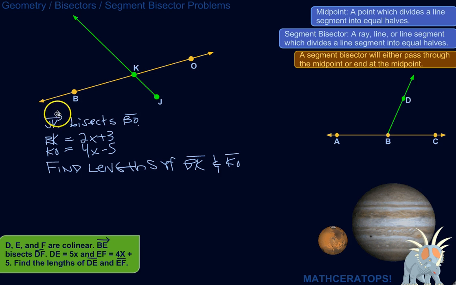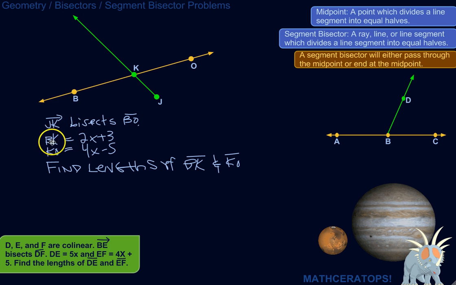The ray JK. A ray is something that has an endpoint and then it goes off forever in one direction. The ray JK bisects the line segment BO. So we've got this line segment BO being bisected by JK, so we know that from here to here has the same length as from here to here. The line segment BK is congruent with the line segment KO.